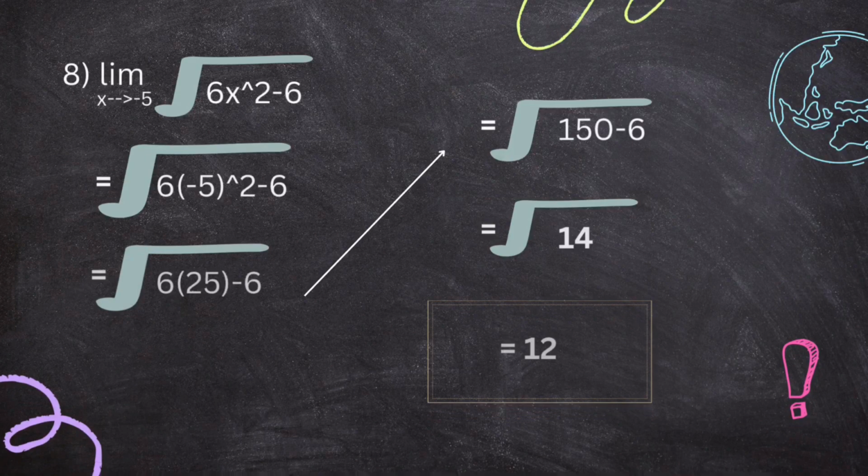Bring down 6. Negative 5 squared is equal to 25. Bring down negative 6. 6 times 25 is equal to 150 minus 6. 150 minus 6 is equal to 14. The square root of 14 is equal to 12. Therefore, the limit of the square root of 6x squared minus 6 as x approaches negative 5 is equal to 12.